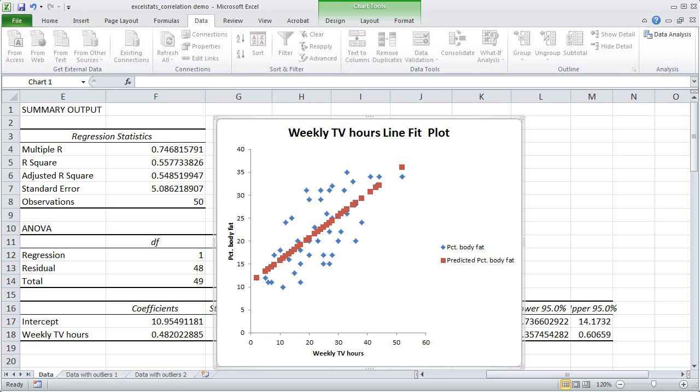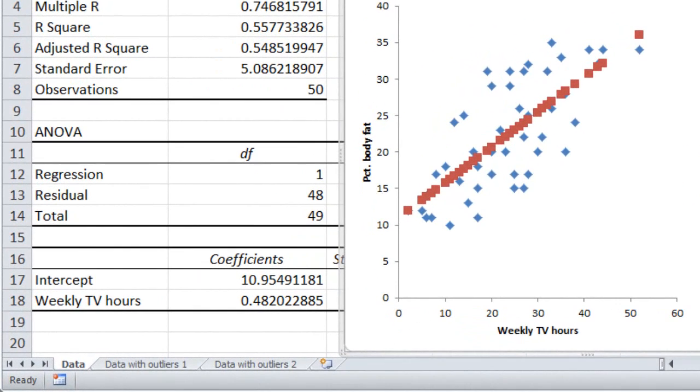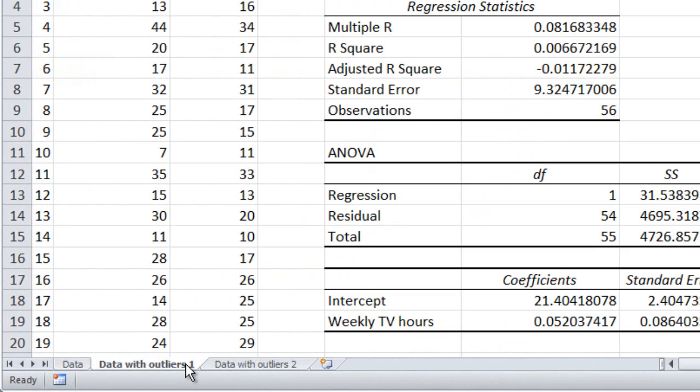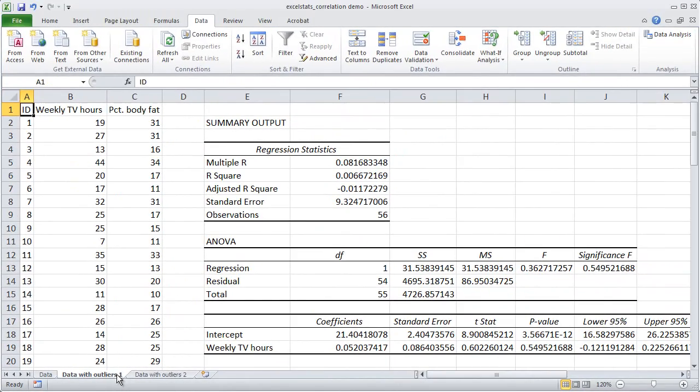First, they can cause you to not see a pattern that really is there. Secondly, they can make you think there's a pattern there when there really isn't one there. Let's look at an example of each situation. Click first on the Data with Outliers tab 1 down here at the bottom of the spreadsheet.